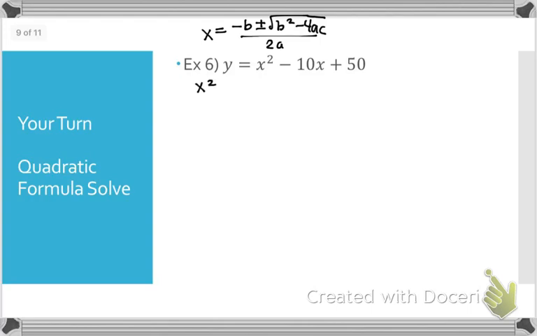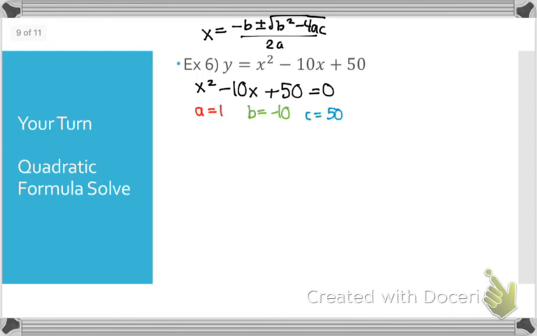Okay, we're solving, so that means that x squared minus 10x plus 50 is equal to 0. All right, so now let's identify our a. So a is equal to 1. All right, our b is equal to negative 10, and our c is equal to 50.